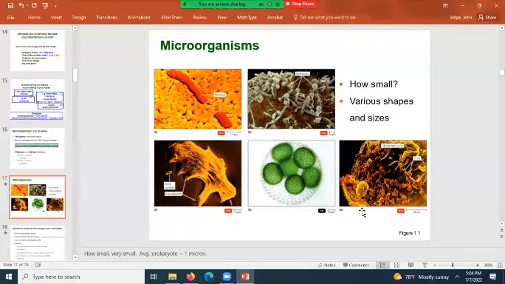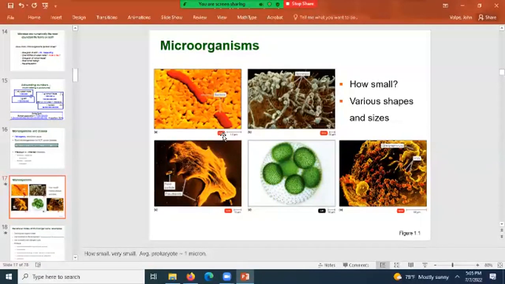All right, we talked about microorganisms and we mentioned they're small. How small are they? Anyone know? Microorganisms are small enough that we cannot see them with our naked eye. Most bacteria are around 1 micron. That's 1 micrometer in diameter.